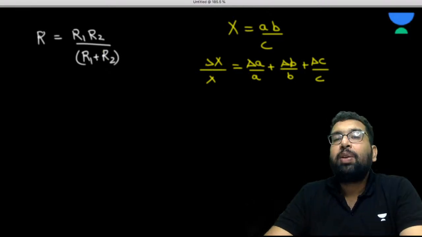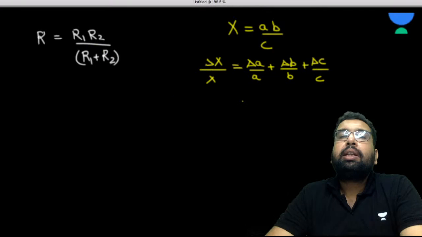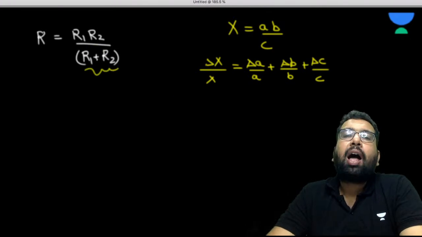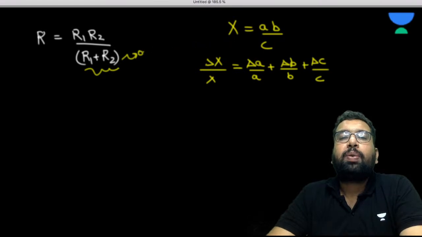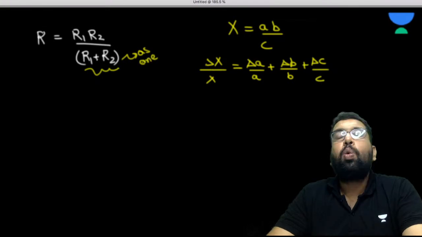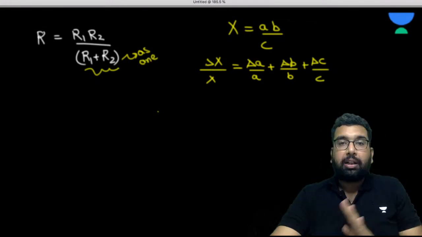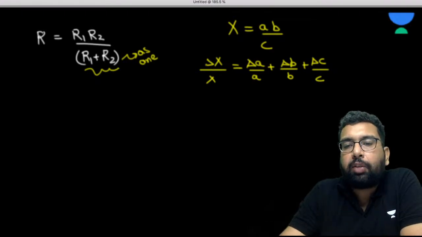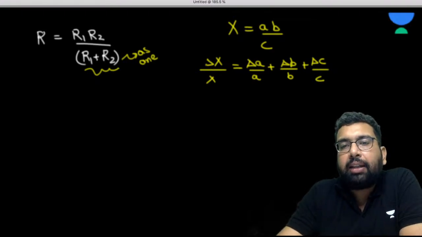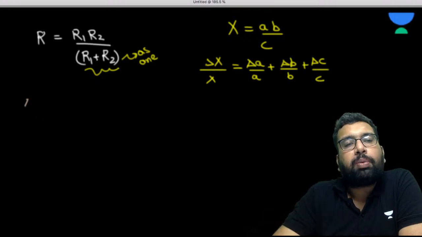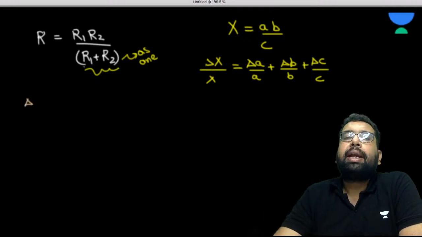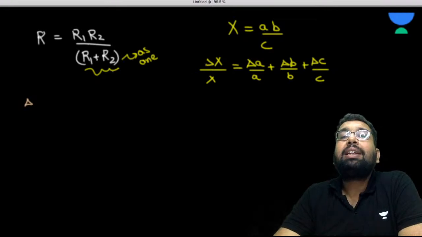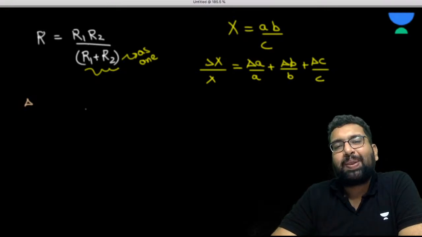Now, in the same way, you can consider R1 plus R2 as one entity. Let's suppose it is equal to C. Now, if you consider this whole R1 plus R2 as one, how can you write the expression for error? Please observe. Same thing I am going to do. Just compare. Here A is R1, B is R2, and C is complete R1 plus R2.